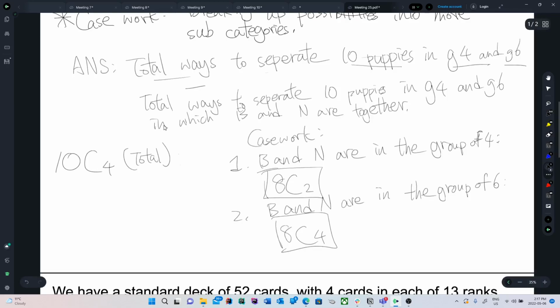So we use 10 choose 4 for the total number of possibilities minus all the ways that Bitter and Nipper are together. And we would get 210 minus 28 plus 70, which is 112 as our final answer.